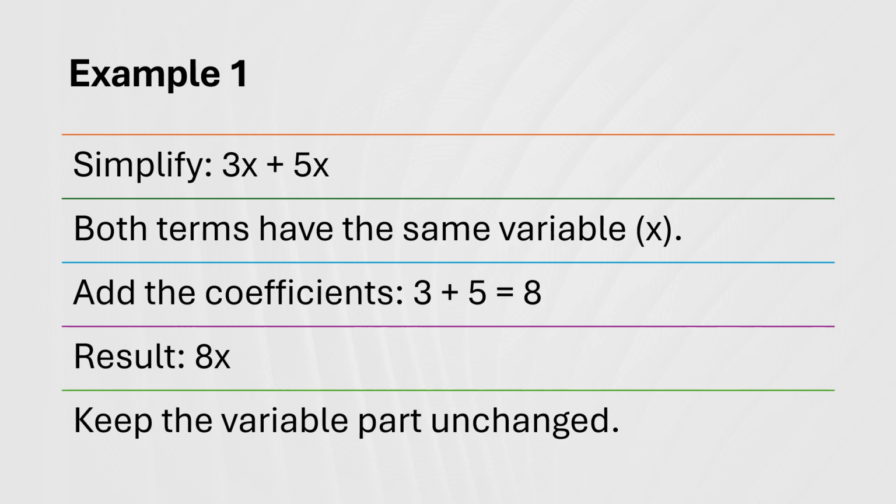Here's our first example. Simplify 3x plus 5x. Both terms have the same variable x, so they can be combined. Add the coefficients: 3 plus 5 equals 8. Keep the variable part x unchanged, giving 8x as the result. This is a simple case, but it shows the basic principle of combining like terms.